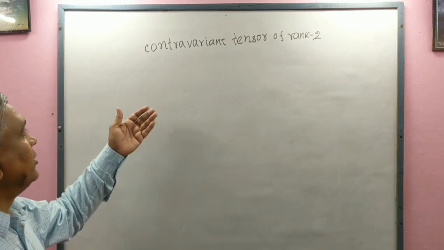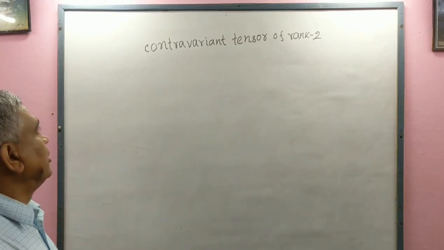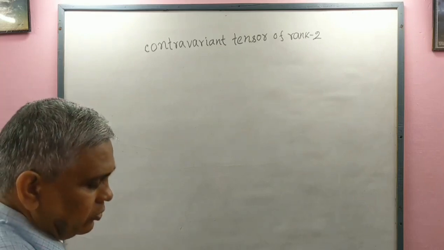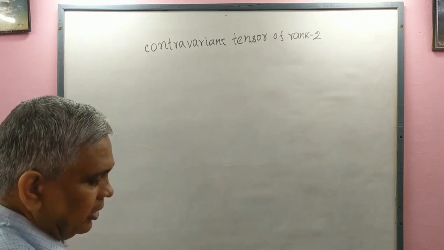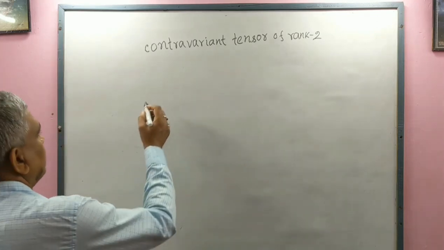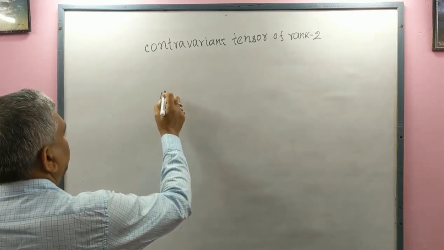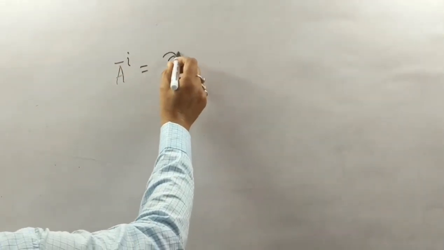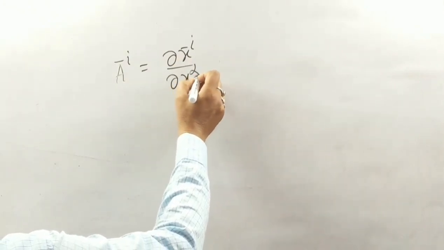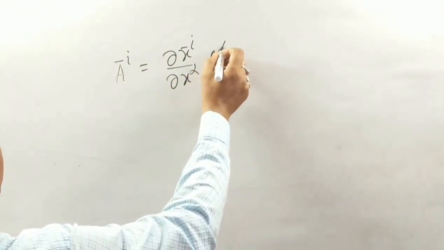Now we will discuss the contravariant tensor of rank 2. As we have already learned, the contravariant vector of rank 1, in which we have seen that a bar I equal to del x bar I by del x alpha a alpha.